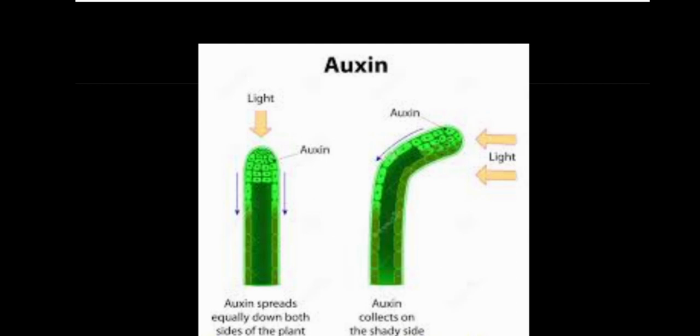When light is received by the shoot tip from the upper direction, the auxins spread equally down both sides of the shoot. Whereas in the second situation, when the light comes from one direction, the auxins at the shoot tip diffuse from the lighted region to the shaded region as auxins are sensitive towards light. And we know the function of auxin is to stimulate cells to grow longer. And the cells at the shaded region grow at a faster rate, causing the shoot tip to bend towards light, thus resulting in positive phototropism.